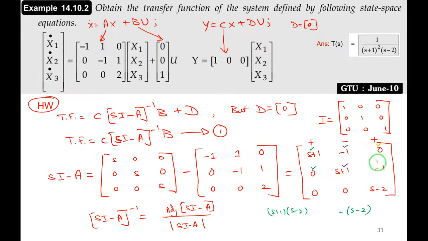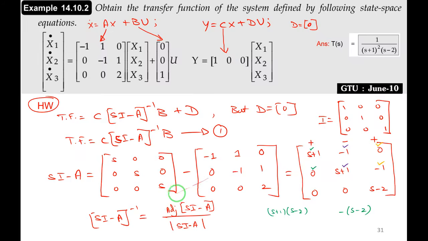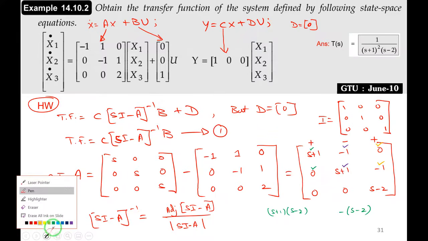The cofactor of this is minus 1. So leave this column, leave this row. Leave this column, leave this row, right? So (S plus 1) into 0 is 0, 0 into minus, so I am getting 0 as the cofactor, right?